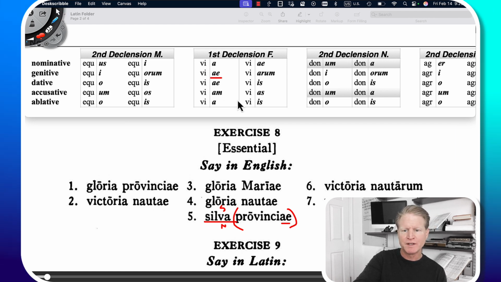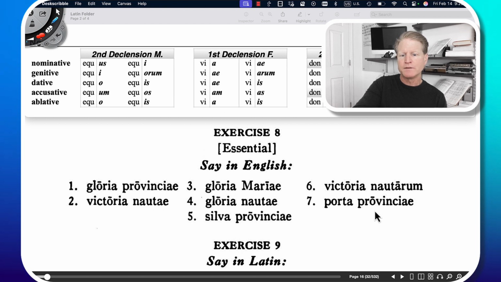Provinciae, imitating the a-e up here. Number 7, nope. Number 6, Victoria, subject of the sentence, nominative case, Victoria nautarum. Here, this is plural genitive. You can see it right here. Viarum means of the roads. Nautarum means of the sailors. Victoria nautarum, of the sailors. And then we have porta. Porta means door or gate, subject of the sentence, nominative case. By the way, I always underline the subject one time, which I've been doing throughout. And then we have provinciae, the port of the province right here, provinciae, port of the province.